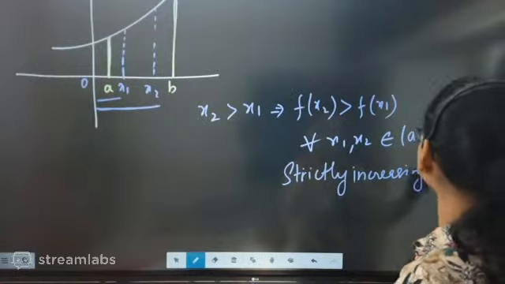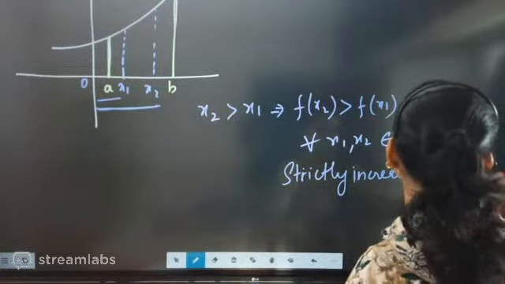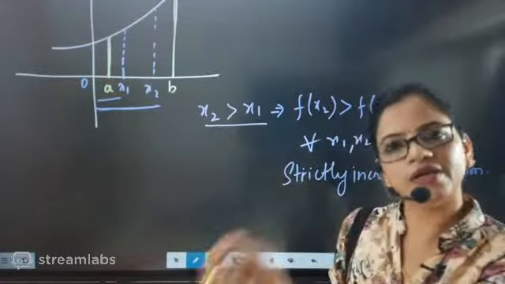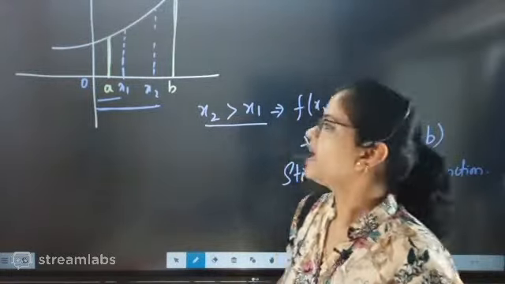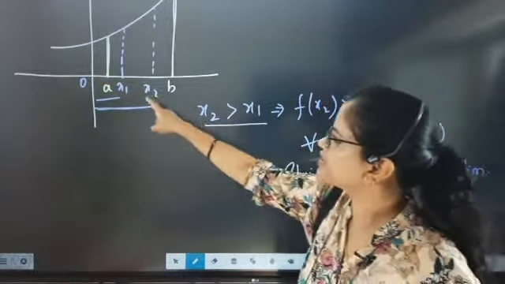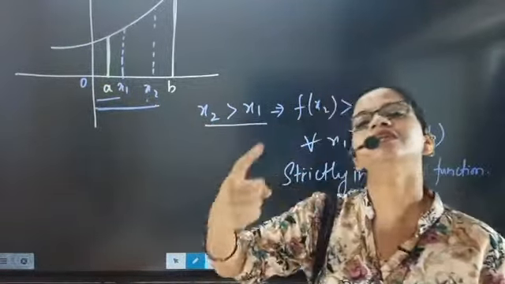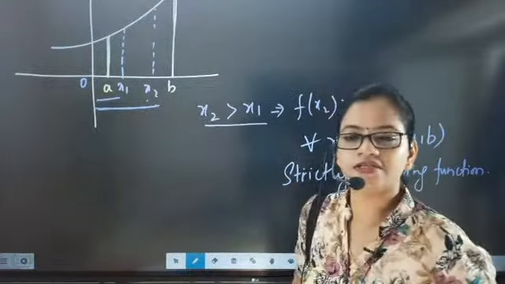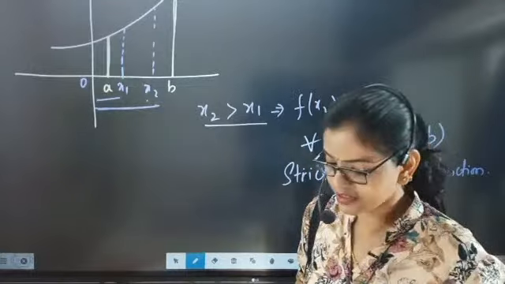So it is a very simple concept. Just understand that first you have to take these two numbers, one number will be greater than the other, specify that, and if its function also is greater, like if I have taken this value, for every increasing value of x, if the value of y increases, then it is a strictly increasing function.